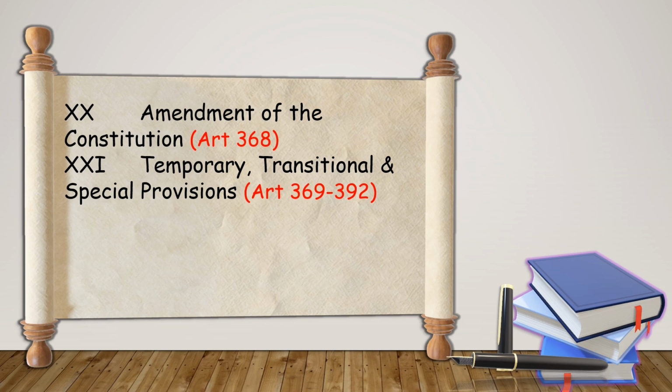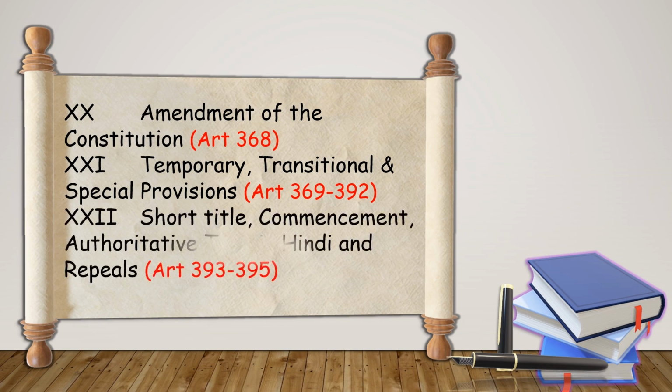situations and transitional arrangements. Finally, Part 22, detailed in Articles 393 to 395, covers the short title, commencement, authoritative text in Hindi, and repeals, providing administrative and procedural details regarding the Constitution.